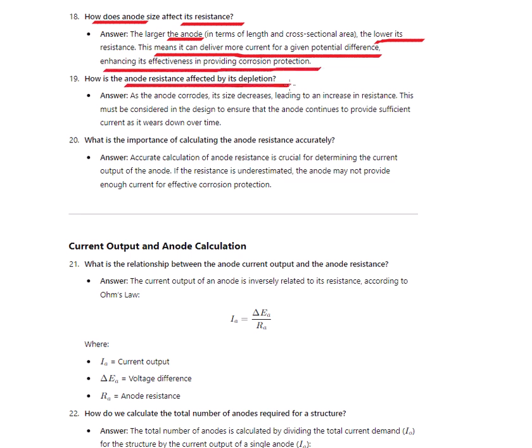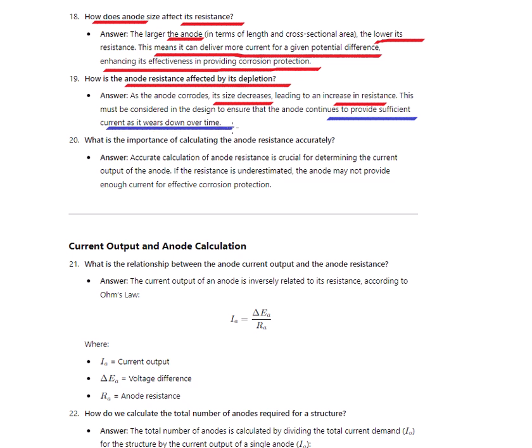How is anode resistance affected by depletion? As the anode corrodes, its size decreases, leading to an increase in resistance. The anode is getting depleted over time, and because of the depletion, its resistance is getting modified. If the anode corrodes, its size decreases, resulting in an increase in resistance. This must be considered in the design to ensure that the anode continues to provide sufficient current as it wears down over time.